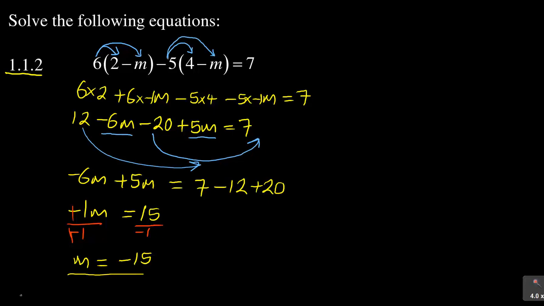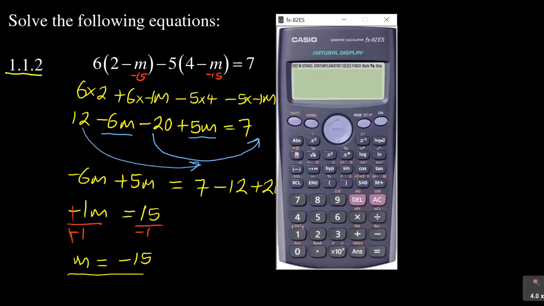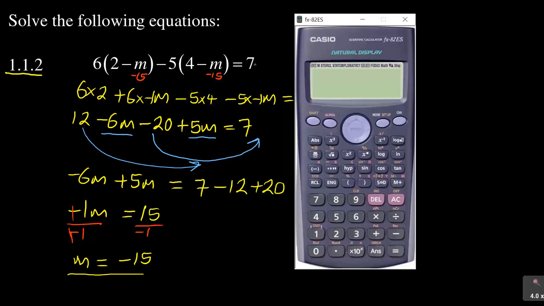Now, as I said before, it is always important with equations that you can test your answers to see if you're correct. So wherever there is an m, remember your m is negative 15. So wherever there is an m, you put minus 15. And where there is an m, I put minus 15. And then you use your calculator, so that the answer that you get must be equal to 7.